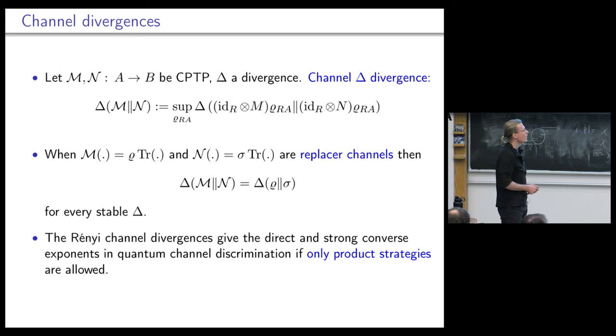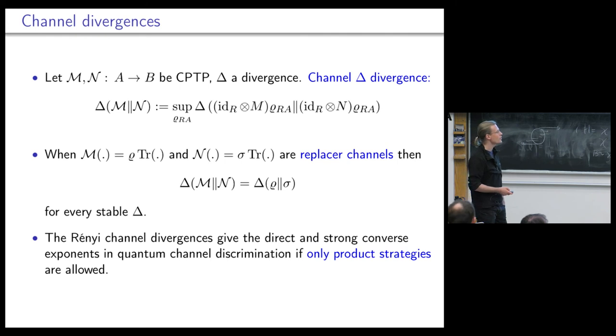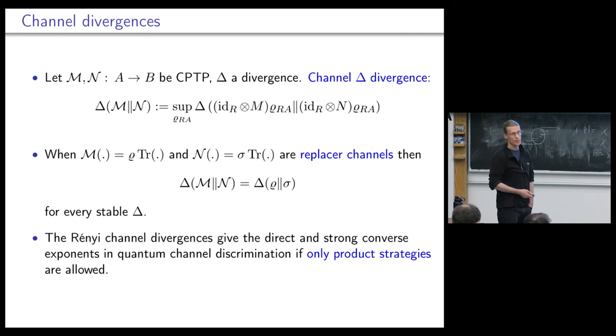Okay. And I'm not going to go into the details here, but you can consider discrimination problem for channels. So you have an unknown channel and you want to decide the identity of this channel. And then, of course, what you can do is you feed states into these channels, look at the outputs, and try to decide based on the output which channel is acting on your state. So it becomes a state discrimination problem. And if you are only allowed to use product strategies, then it becomes a state discrimination problem as we have seen before. Okay.